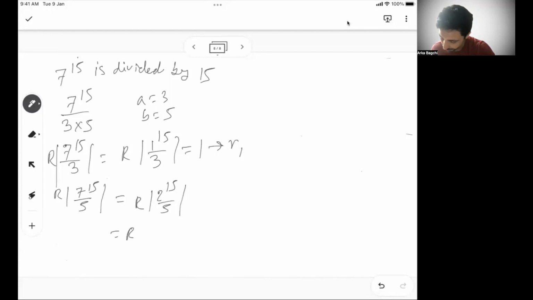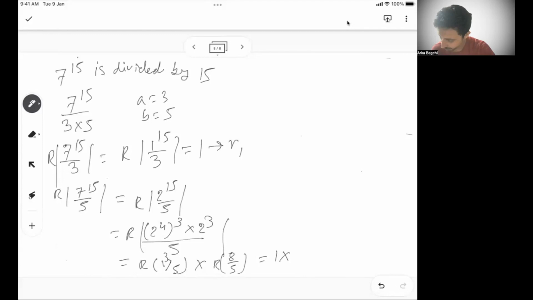So can I write this as 2 to the power 4 whole cube into 2 cube? So the first piece will give me a remainder of 1 cube by 5, because 2 to the power 4 when divided by 5 gives a remainder of 1. So the first piece gives a remainder of 1 cube, which is 1. And the second gives me a remainder of 8 by 5, that means it's 1 into 3. So the remainder is 3. This is R2.